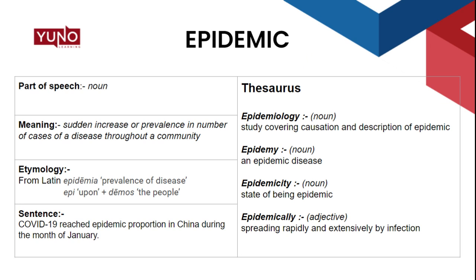Some key terms derived from epidemic are number 1, epidemiology, noun, study covering causation and description of epidemic. Epidemy, noun, an epidemic disease. Epidemicity, noun, state of being epidemic. Epidemically, adjective, spreading rapidly and extensively by infection.